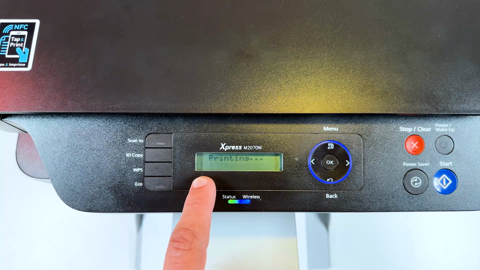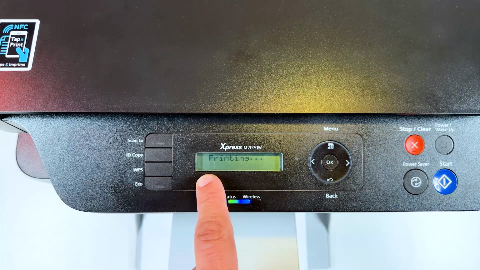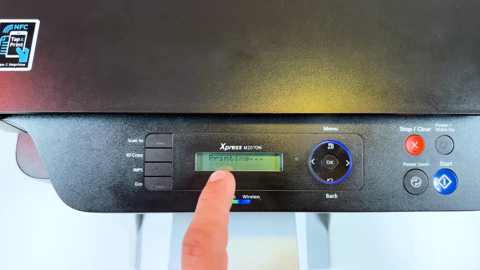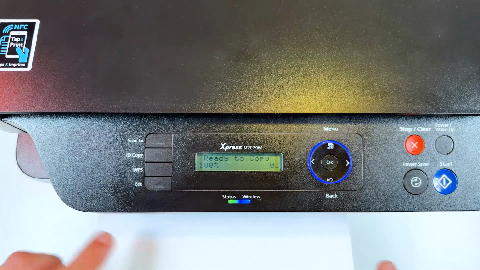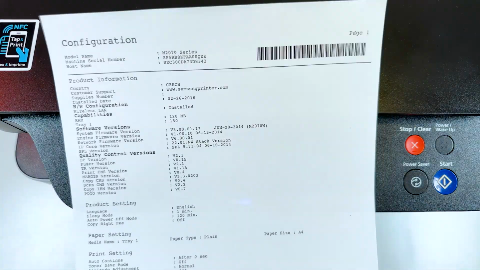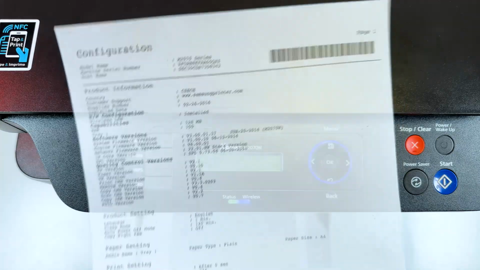Please wait. And it's printing reset report. If you don't have paper, printer will give you an error over here. So now the printer is reset.